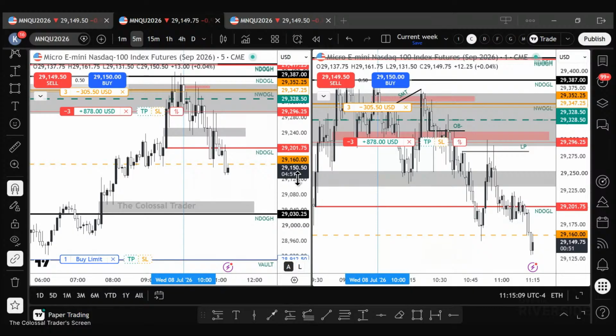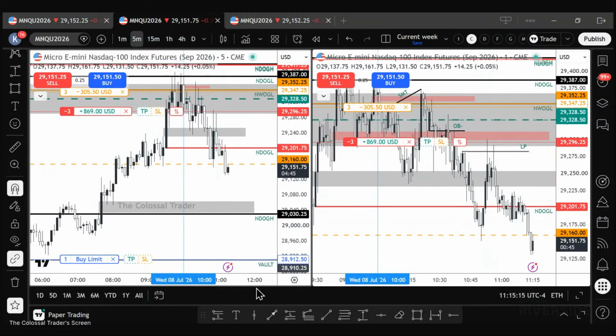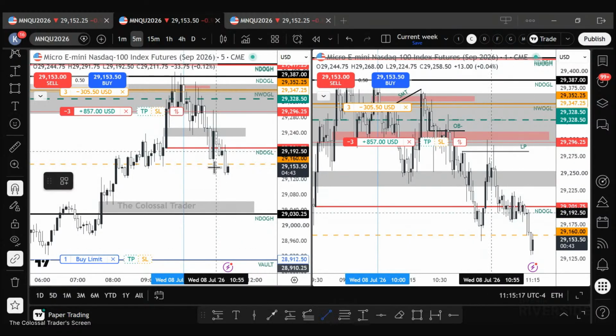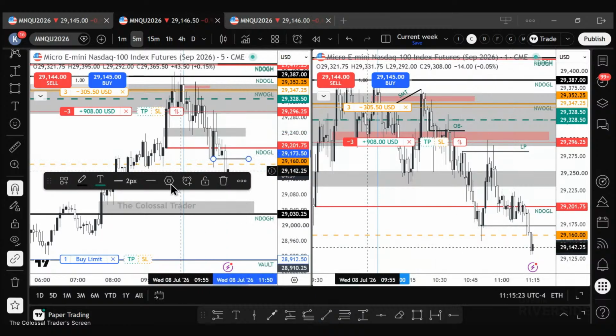Ideally, now, personally, I want to see this 5-minute level act as an order block. So now we have a potential 5-minute order block there.